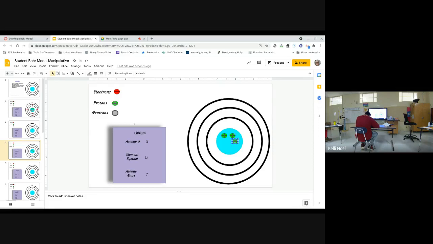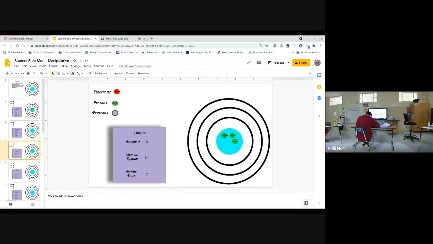Could you go back to number 3? Okay, got it. Pause if you're on 4. This one is hydrogen. All right. Okay, so we're on slide 4 right here.